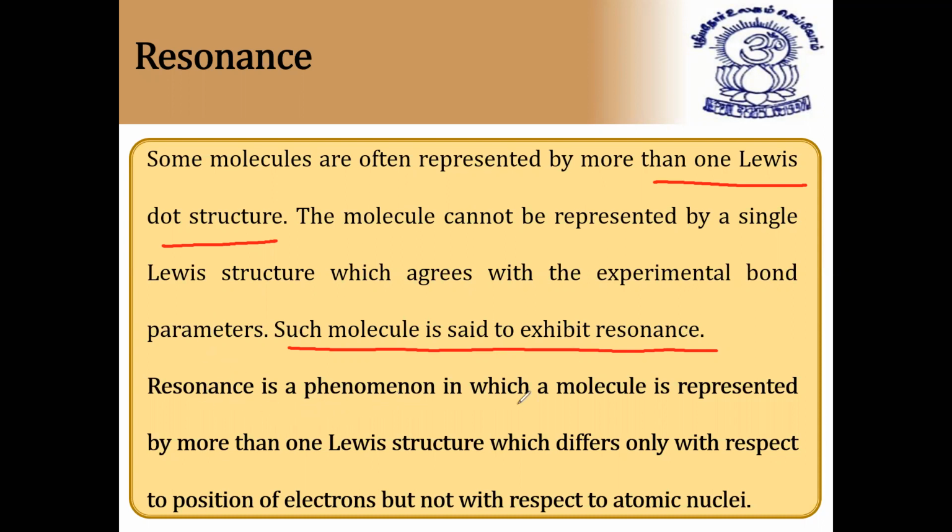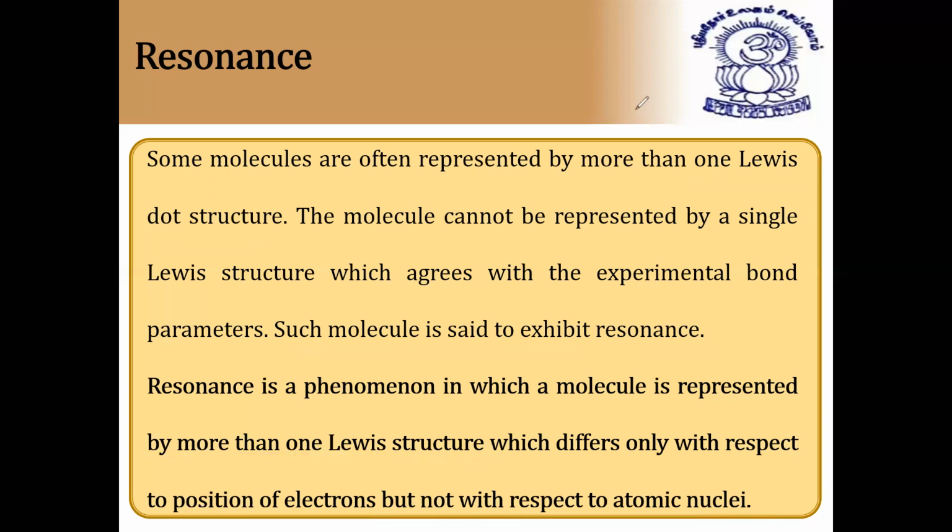Resonance is a phenomenon in which a molecule is represented by more than one Lewis dot structure. Very important. The molecules exhibiting resonance have more than one Lewis structure, which differs only with respect to the position of electrons. Because of the position of electrons, the same molecule can be represented in two or three ways. That molecule is exhibiting resonance, but not with respect to atomic nuclei. So this is called resonance.